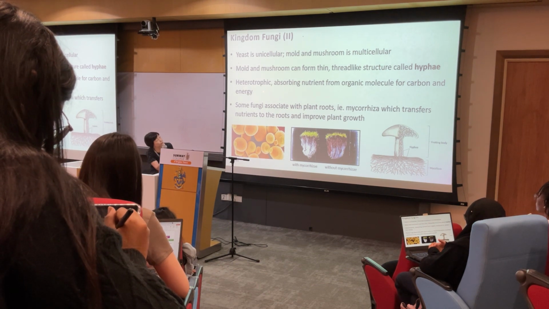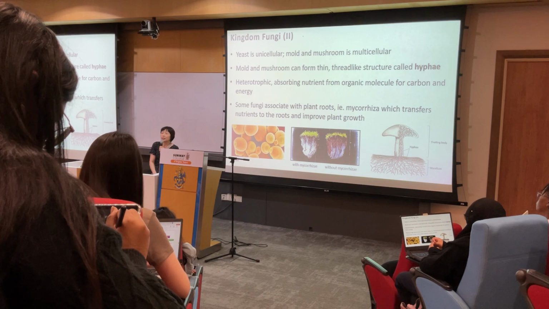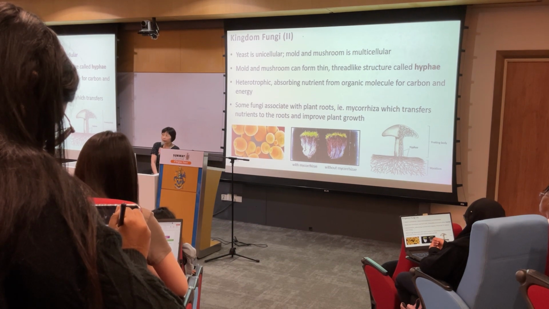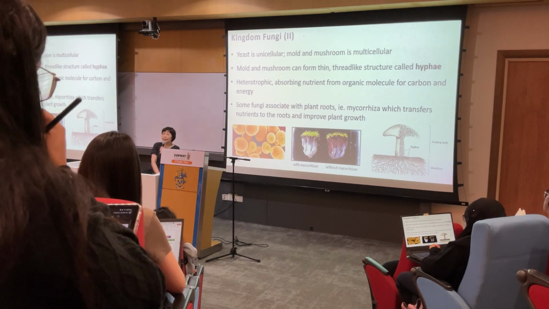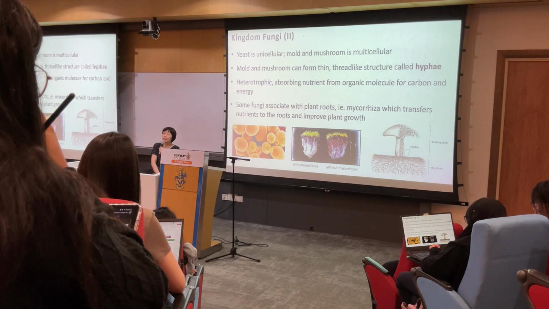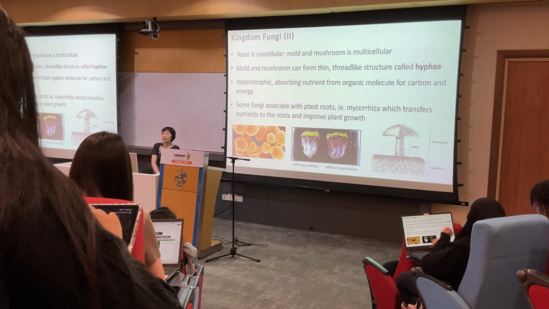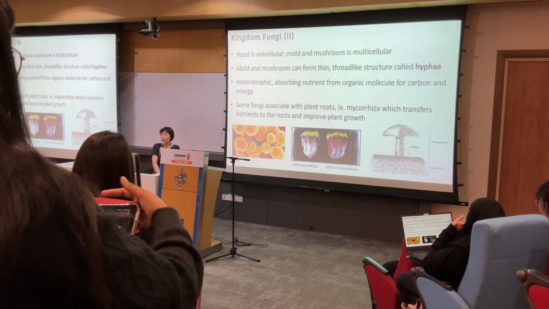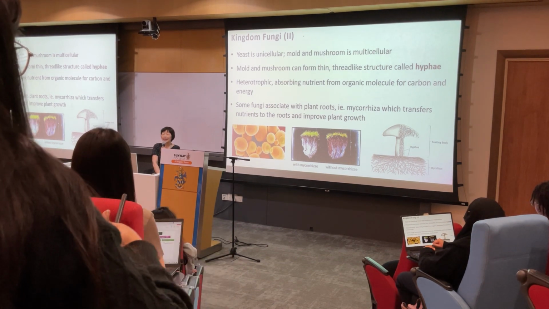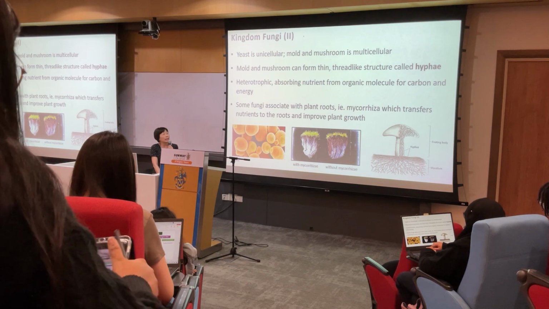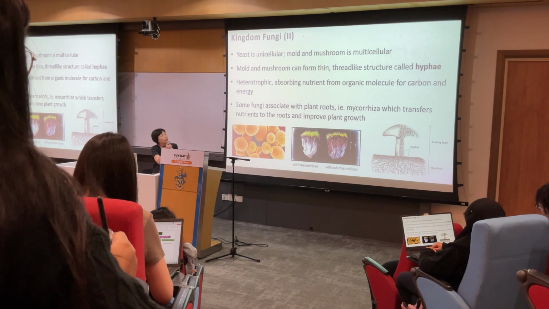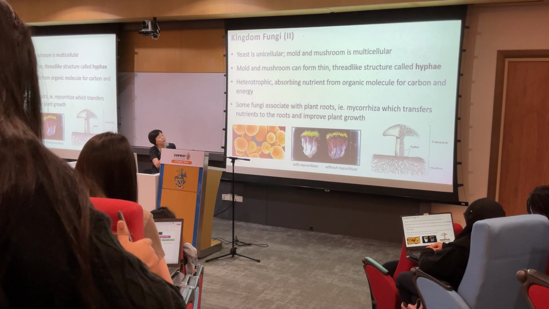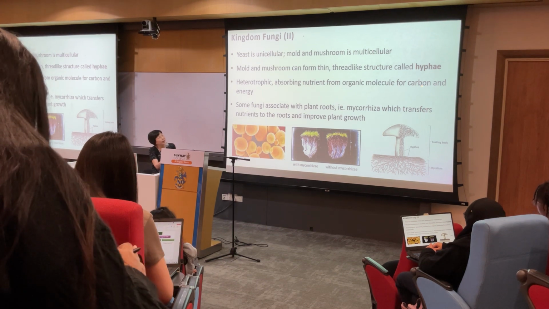And heterotrophic, what does that mean? As I mentioned, they are not autotrophic. Autotrophic means they can synthesize food by themselves using the energy from sunlight. But fungi cannot. They have to absorb from any decaying compound in the soil, so they can only decompose organic matter to get carbon and energy.